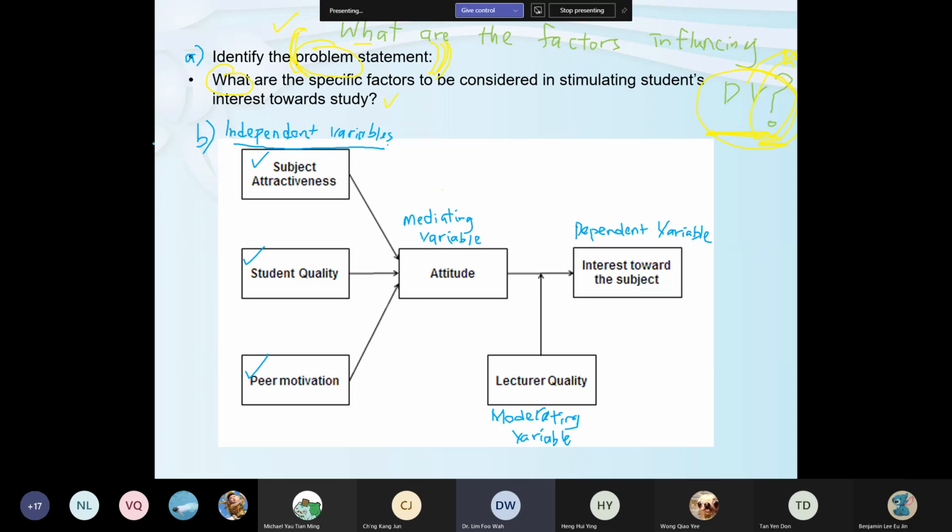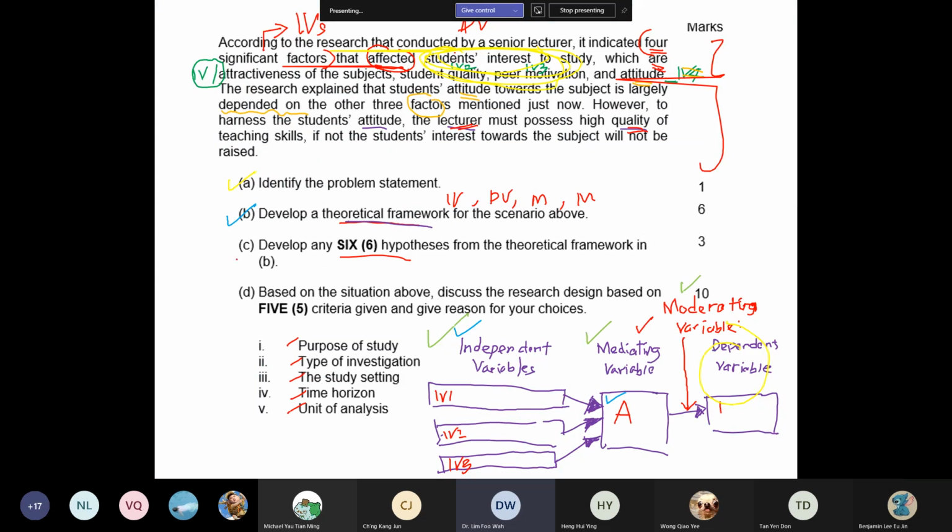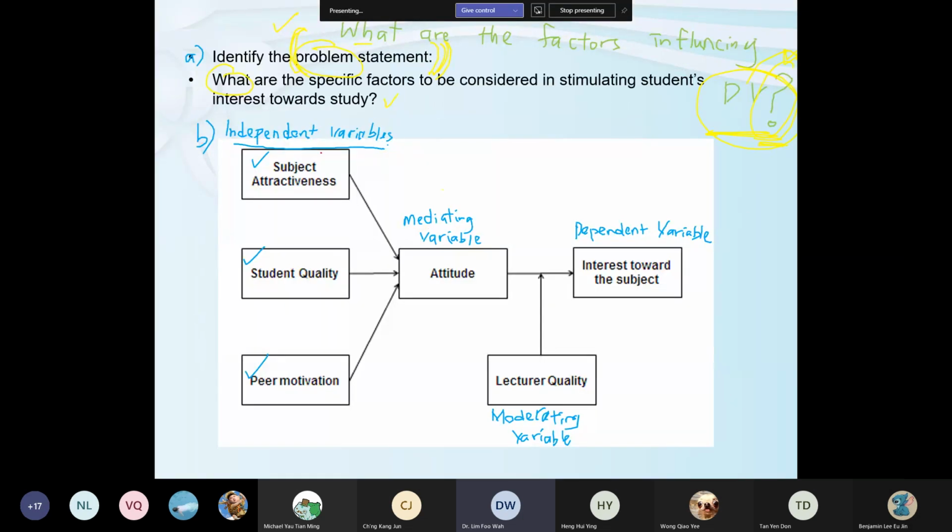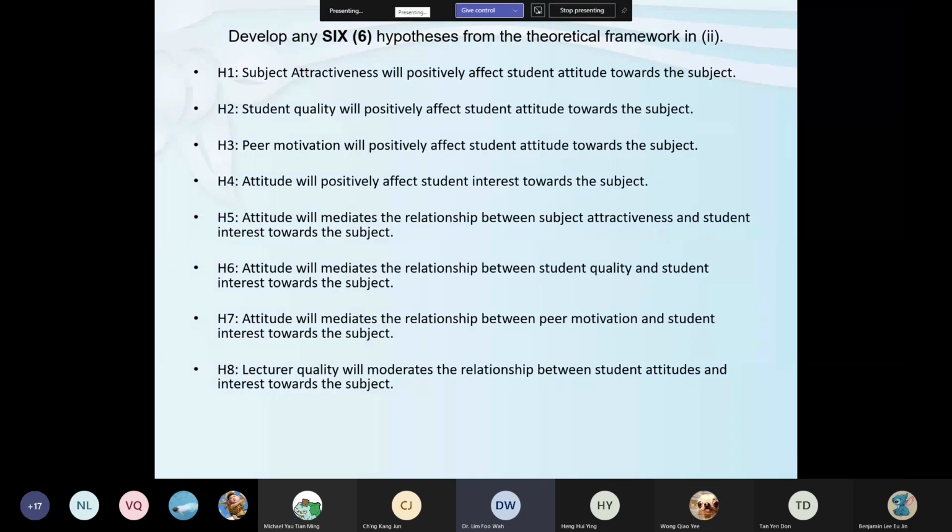Students will develop the hypothesis according to the theoretical framework. Usually students will develop the hypothesis according to the theoretical framework they have just developed. Develop any 6 hypotheses from the theoretical framework in B. It means that for equation B you already drew the theoretical framework here. Then any 6 hypotheses.